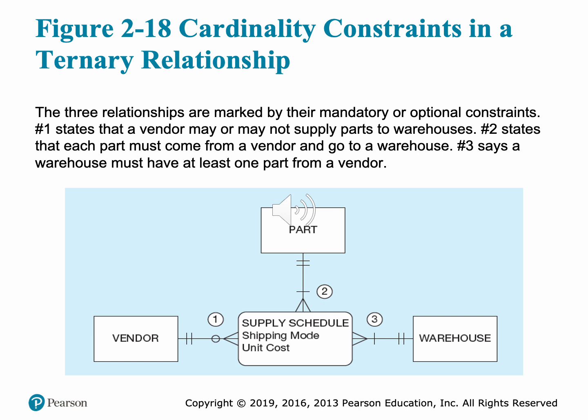The three relationships are marked by their mandatory or optional constraints. Number one states that a vendor may or may not supply parts to a warehouse. Number two states that each part must come from a vendor and go to a warehouse. Number three says a warehouse must have at least one part from a vendor.